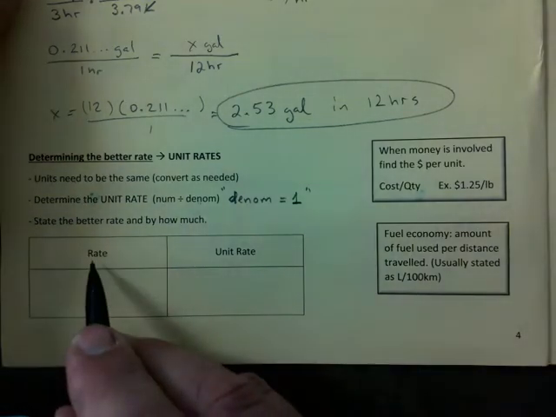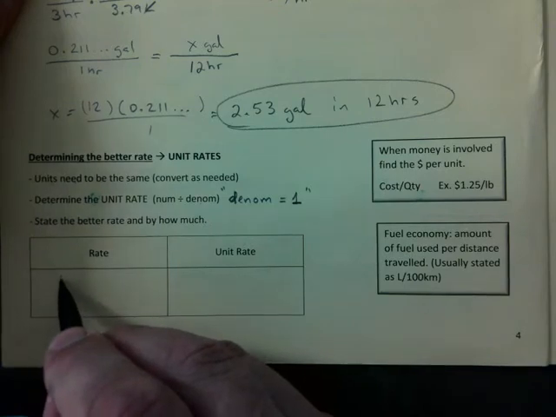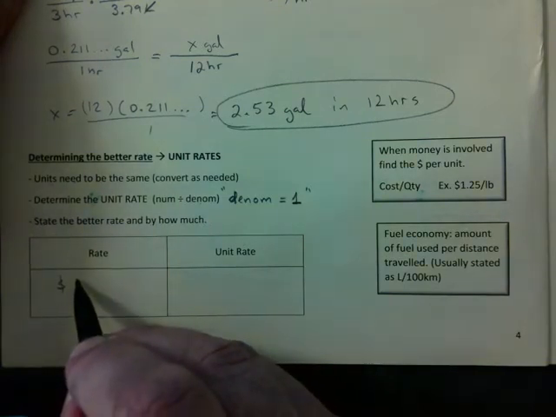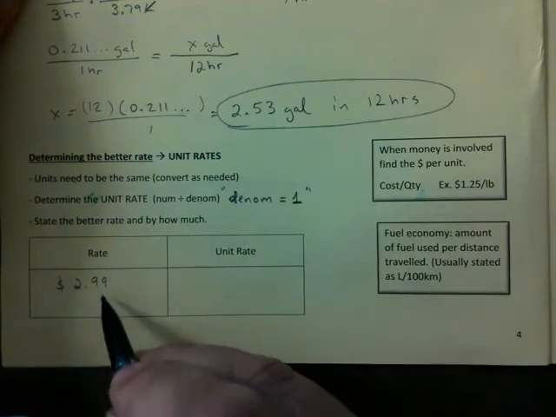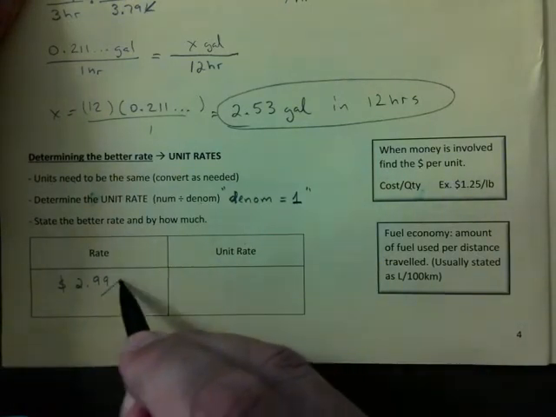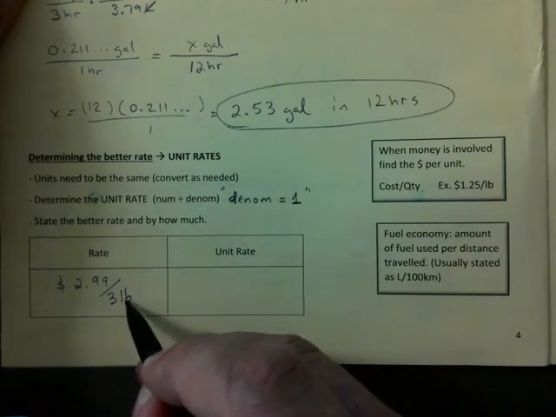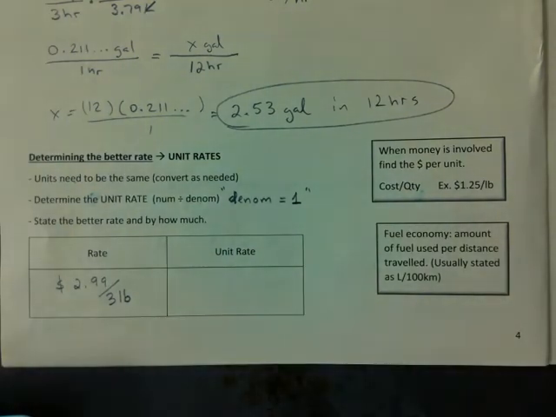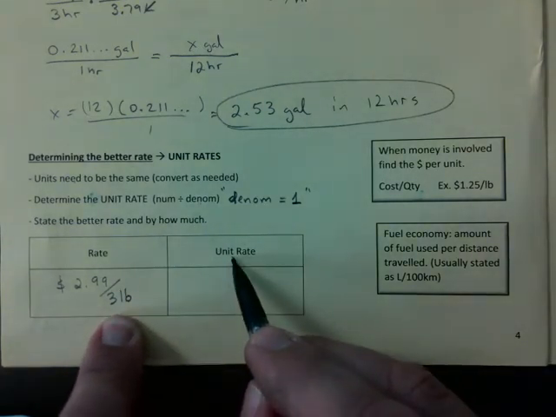So if you want an example of a rate, for example, you go to the store and you see that a certain cut of meat is $2.99 for 3 pounds. That would be a rate. How do you know it's a rate? Dollars and pounds, 2 different units, it's a rate. And how do you know it's a unit rate?